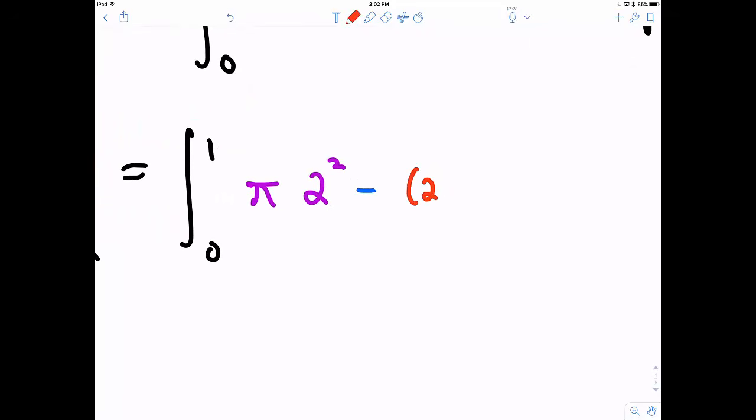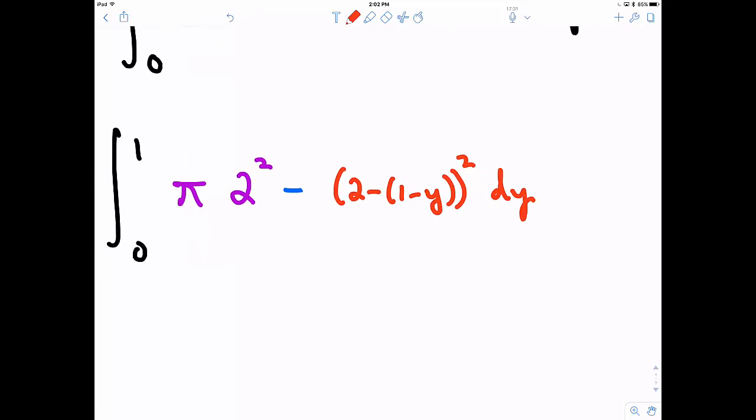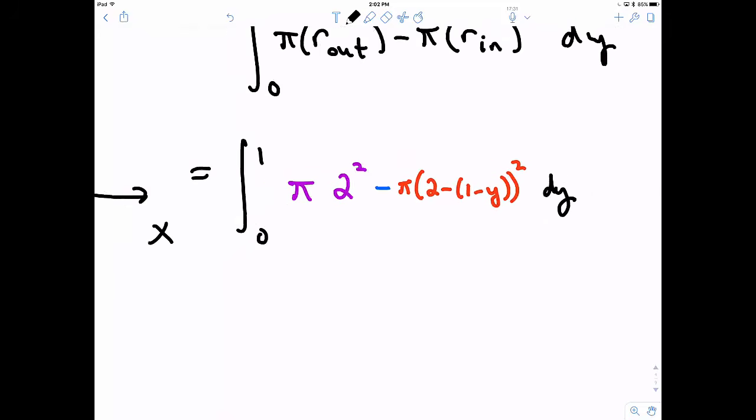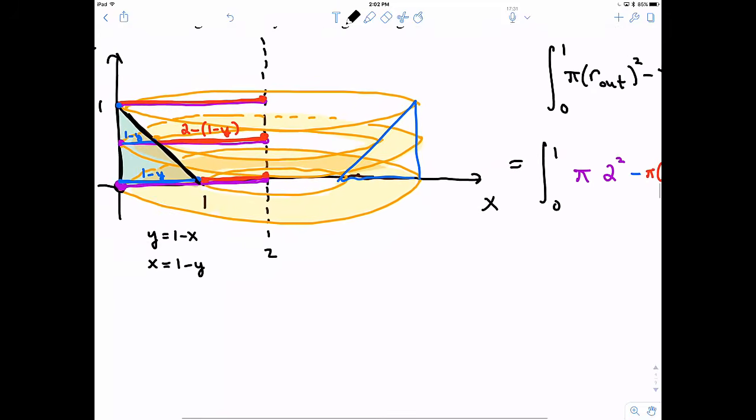So if I simplify that, I'll do that here in a second. Let me just write down 2 minus (1 minus y). And remember, I'm squaring all that. Oops, and I forgot my pi. There we go. Now we can simplify this down in my next line. So first of all, if I square 2, that's going to give me 4.